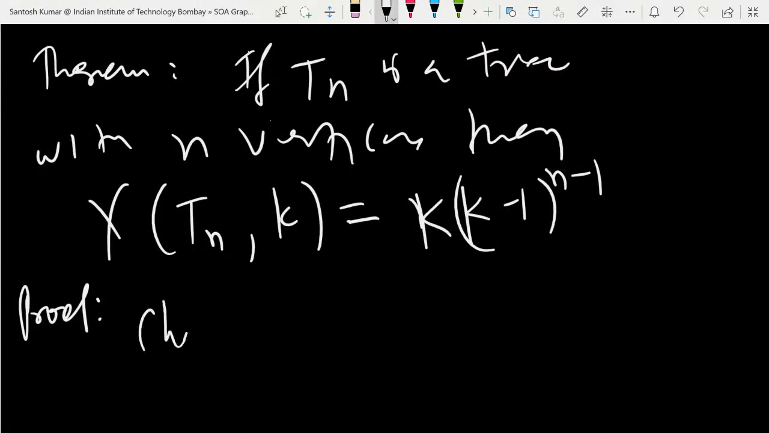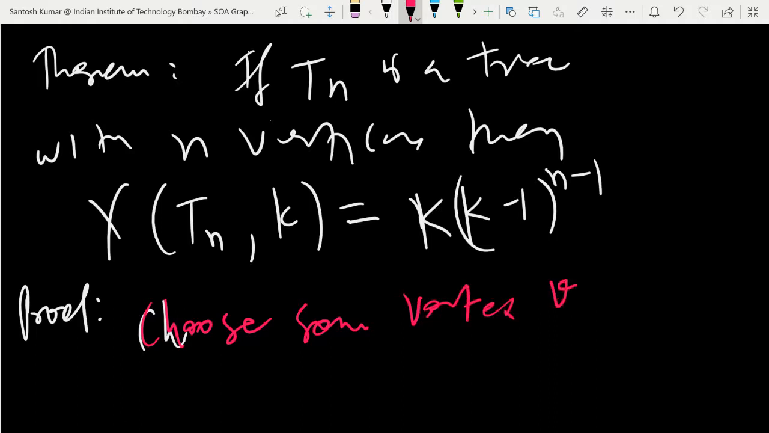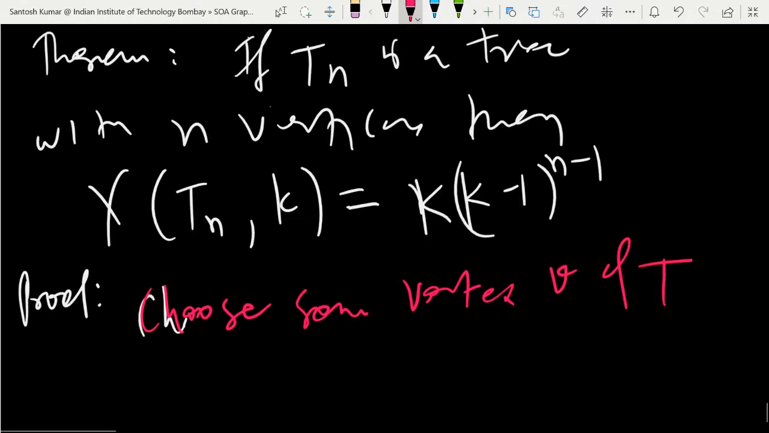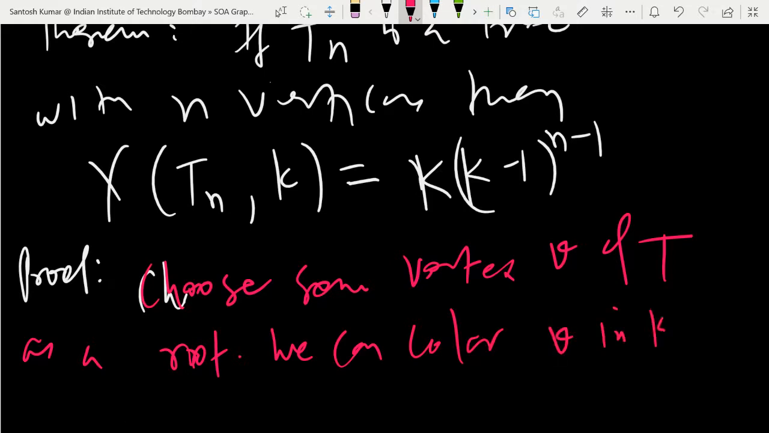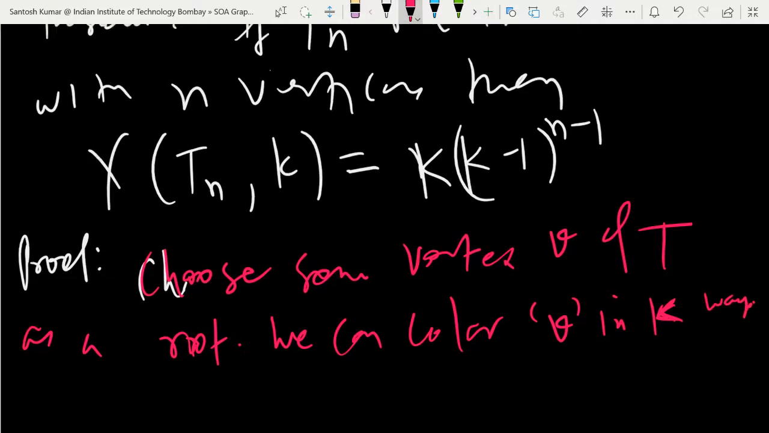So I will write the proof. You choose any vertex, let's say V, of T, where T means tree, as a root. And we can color V in K ways, because the total available colors are K. So we can color vertex V in K ways.